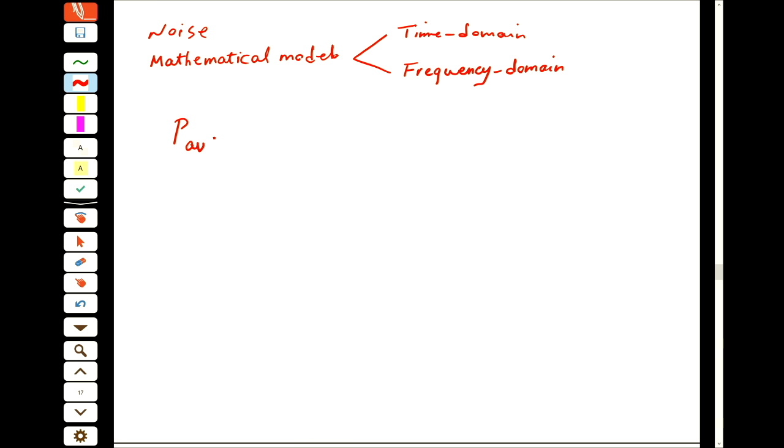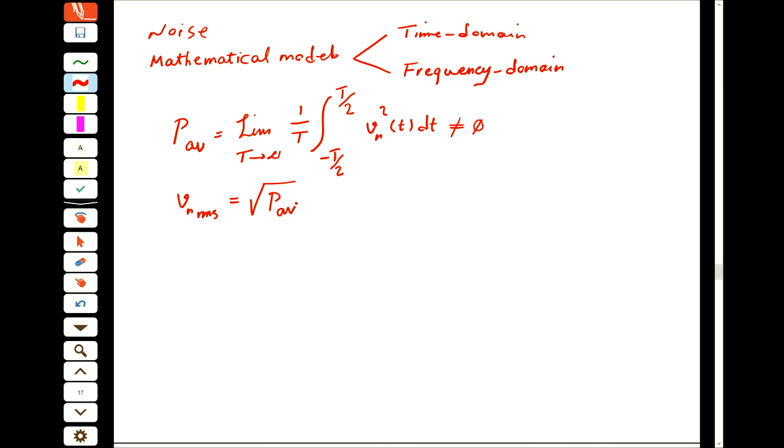In the time domain, we define the average power equal to the limit as the period goes to infinity of 1 over the period times the integral over the period of Vn squared. And we said that this is not zero. Okay? And then we define the Vrms, and said that the relation between the average power and the RMS is this.